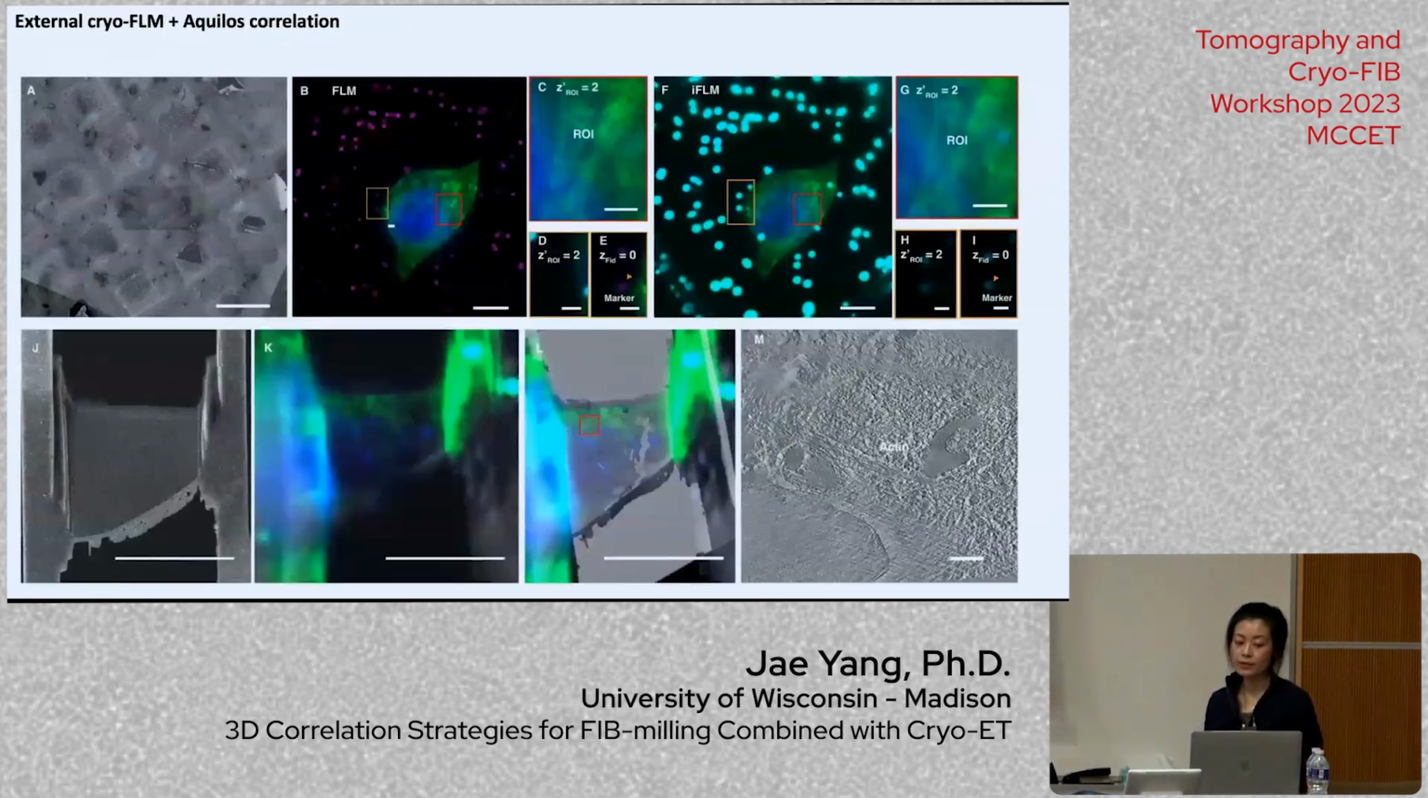And then we also play with external cryo-fluorescence with aquilose. As I mentioned, external fluorescence is very powerful because you can actually collect it before the FIB-milling, and you can also collect it as a confocal stack. So for this case, I just collected it in our cryo-CLEM system, the Leica system, and I get the fluorescence stack.